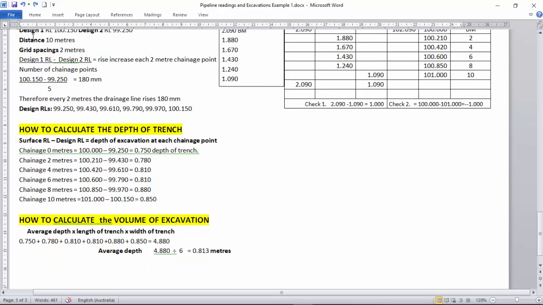That gives us an average depth of 813. So then we times the average depth by the length of our trench and the width of our trench, and there we have it: 813 times 10 times 0.6, which is the width of our trench, and that gives us our total of 4.878 cubic metres.